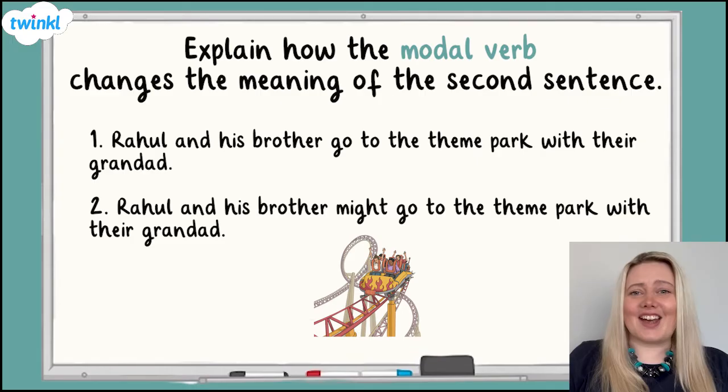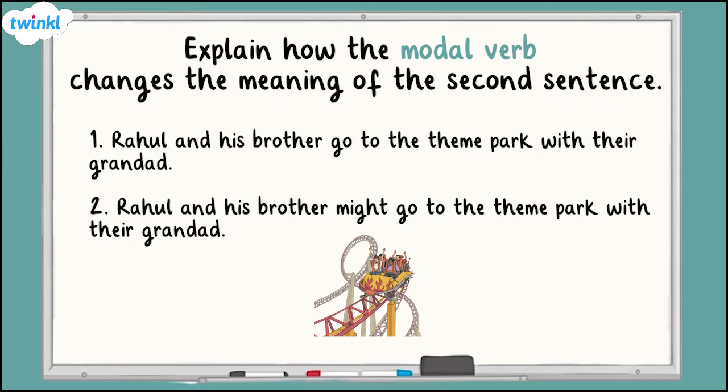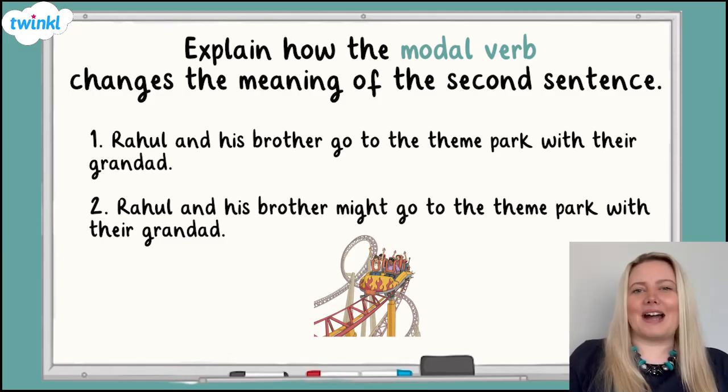Do you have an answer? Great, let's take a look at the two sentences. Sentence 1. Rahul and his brother go to the theme park with their granddad. Sentence 2. Rahul and his brother might go to the theme park with their granddad. How has the modal verb might changed the meaning of the second sentence?